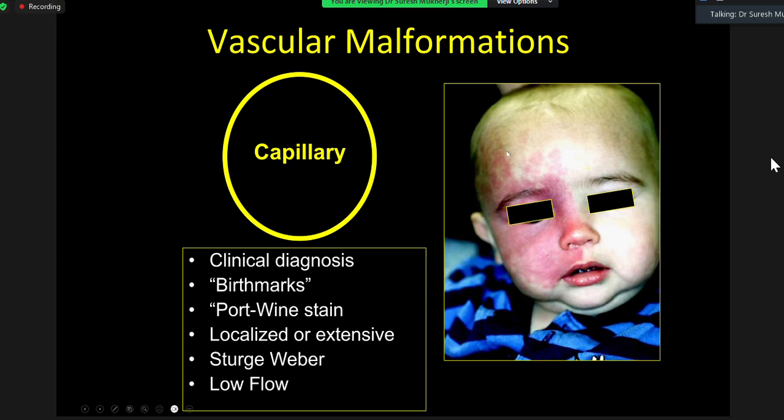Oftentimes, they're associated with the V1 and V2 distribution. When you have these capillary malformations, they are associated with Sturge-Weber. And despite the fact that we can see the staining, these are low-flow vascular malformations that typically do not need to be treated. So here's a classic clinical example of a vascular malformation.